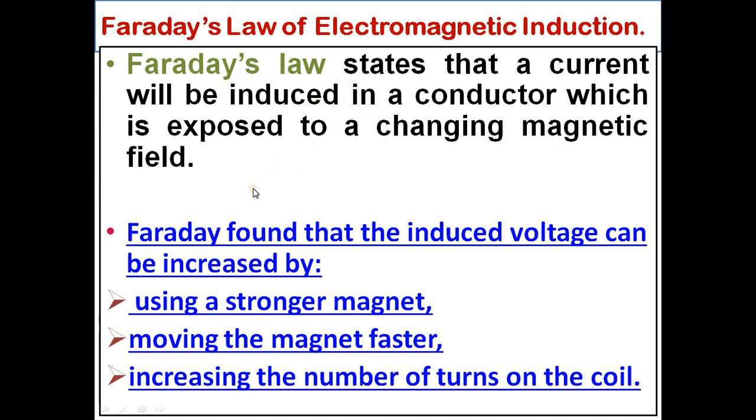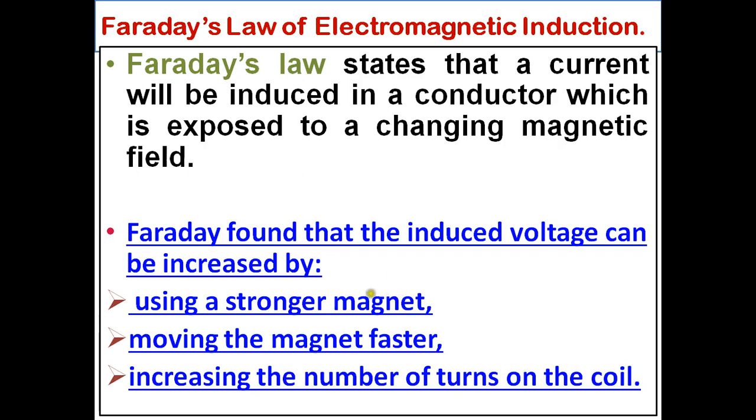Faraday also found that the induced voltage can be increased by the following things. The first thing is using a stronger magnet. Secondly, we can increase it by moving the magnet faster, and the third thing is increasing the number of turns on the coil. If you increase the number of turns on the coil, the voltage can be increased in these ways.